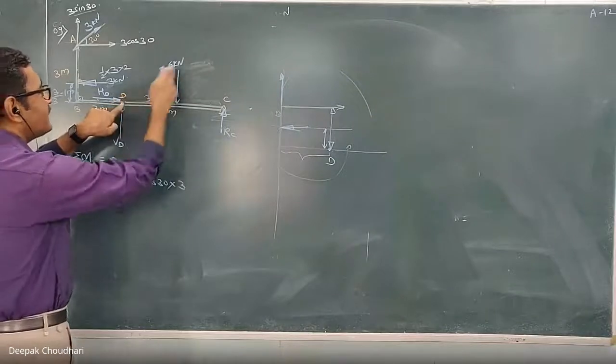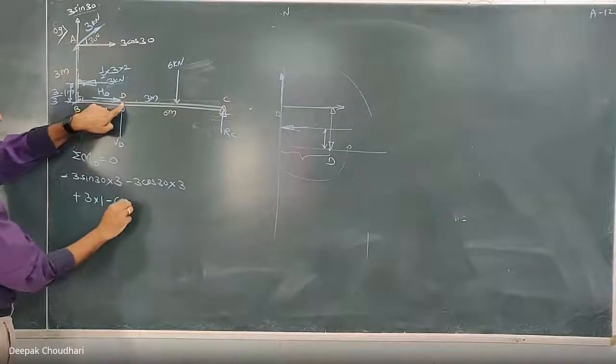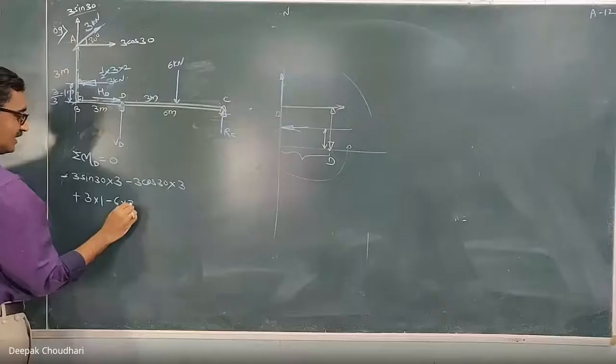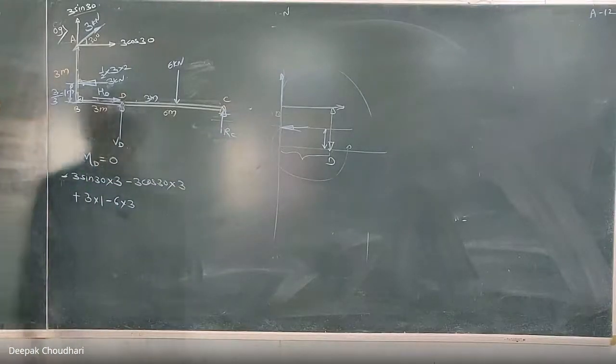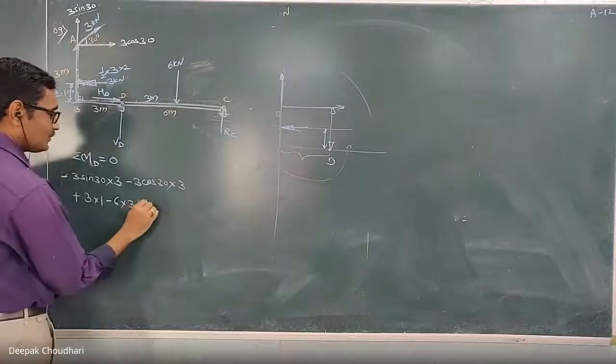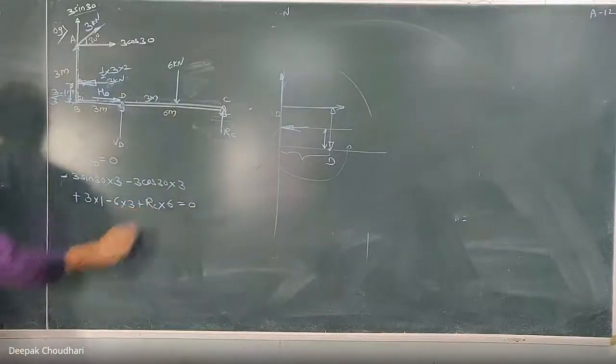Next force, 6 kilonewton. What will be the moment of this 6 kilonewton about point D? Minus 6 into... Not 6, sir, 3. 3. And then the moment of this RC about point D. Plus RC into 6. 6. Very good. Equal to 0. Here, don't forget to write equal to 0.